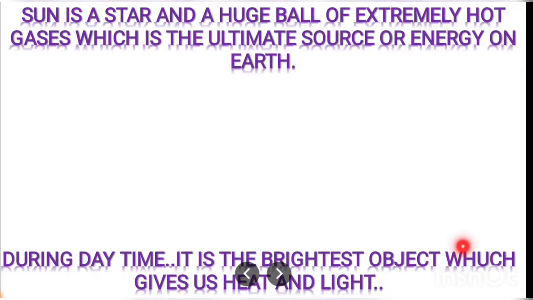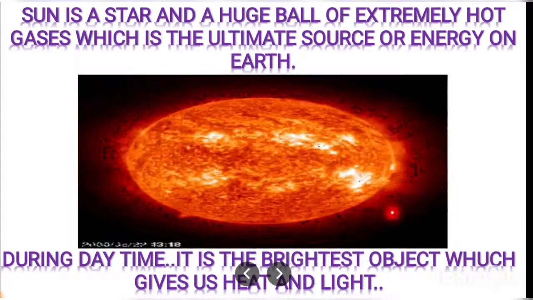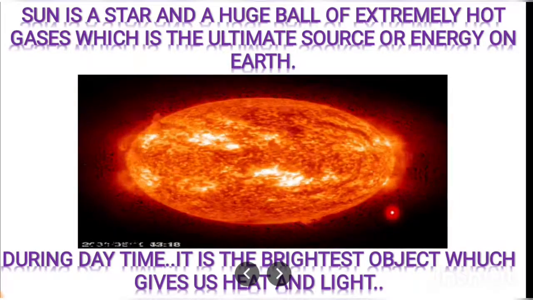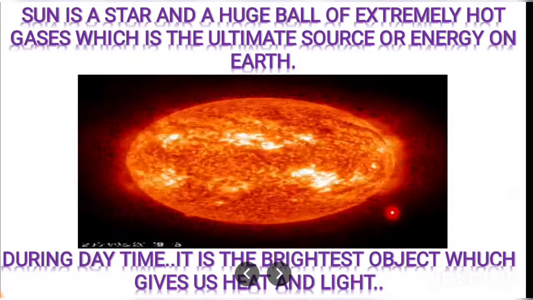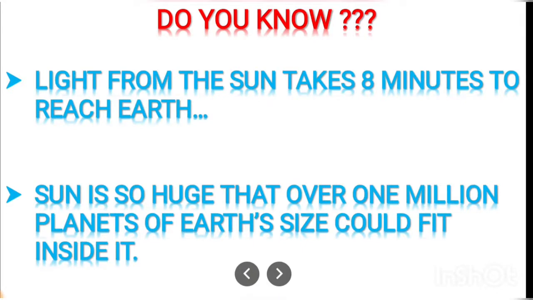During the daytime, it is the brightest object, which gives us heat and light. As you know, the sun gives us heat and light. So it is the ultimate source of energy on the earth. That's why you feel very hot.